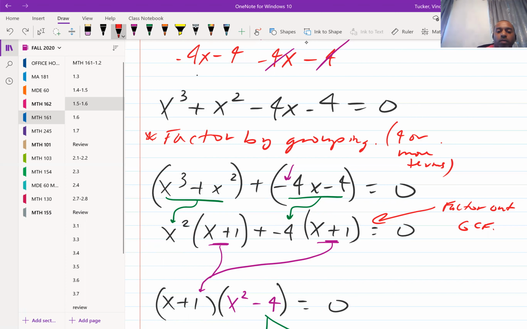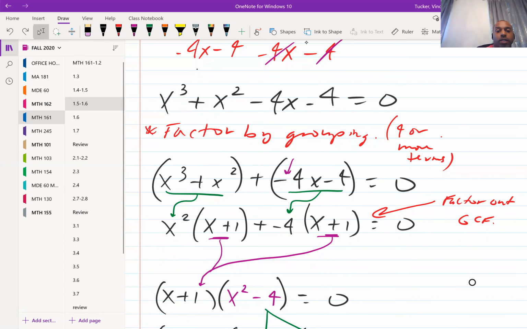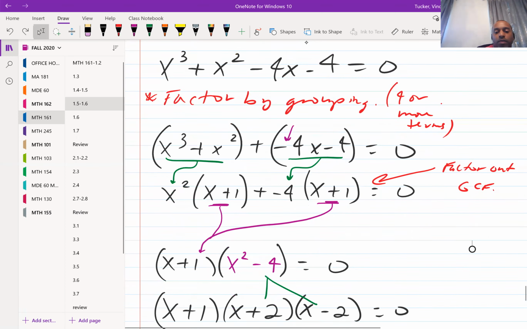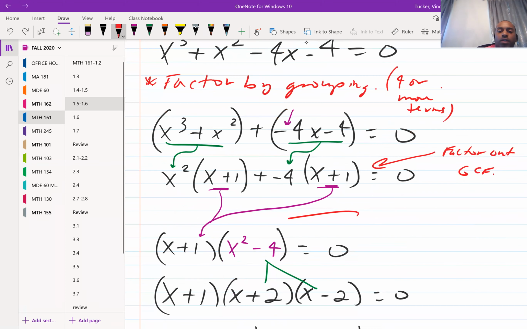All right. Questions so far? Once again, all of this is your factoring techniques. So make sure you're okay with your factoring. Then once again, difference of squares. Same thing that happened with the x squared.